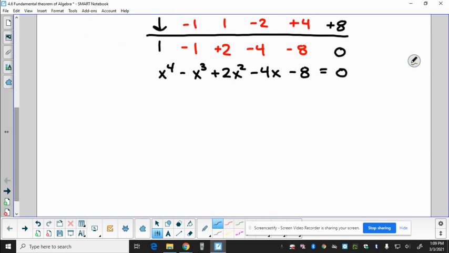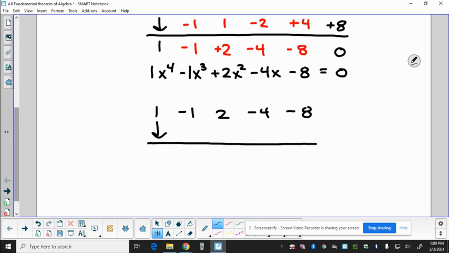Okay. Let's go back to this problem. Can we solve it? I don't think so. There's too many terms to use grouping. We need to go back to synthetic division. Let's drop down these coefficients and try again. So if you cannot factor, you need to use synthetic division again and again and again until you get to something that you can solve or factor.